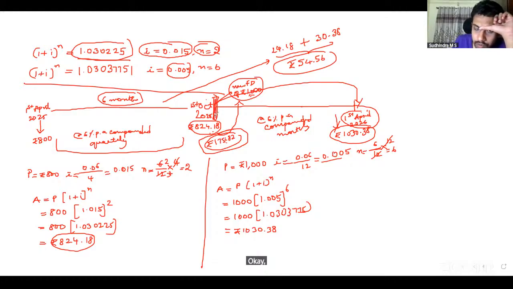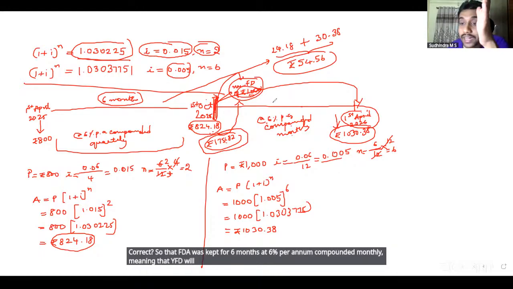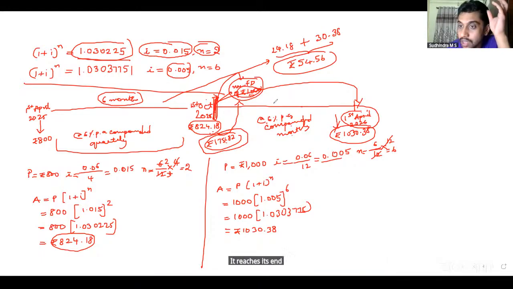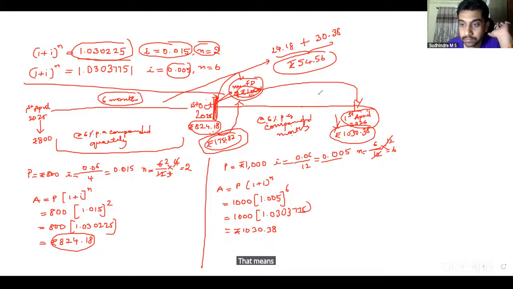Okay, fine. See, on 1st of October 2025, he kept an FD of 1000 rupees. That FD was kept for 6 months at 6% per annum compounded monthly, meaning that FD will mature. Mature means it reaches its end time. The FD will mature on 1st of April 2026, 6 months. What is the maturity value? Maturity value means principal plus interest together, the total amount. That means amount. Got it, sir. Yes. Anyone writing? Everyone completed? Yes, sir.